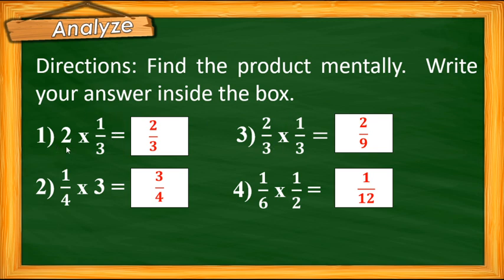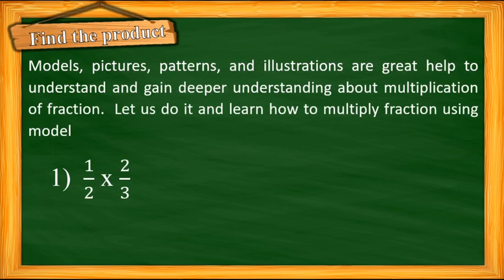Make sure that the whole number, you change it into a fraction. To change this into a fraction, insert 1 in the denominator. So 2 over 1 is the fraction form of 2. So 2 times 1 is 2 and 1 times 3 is 3. So that's all.